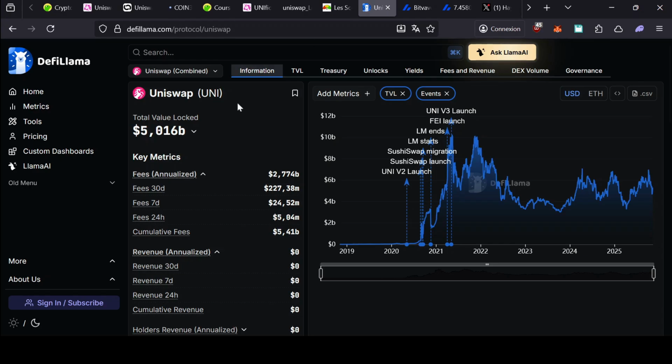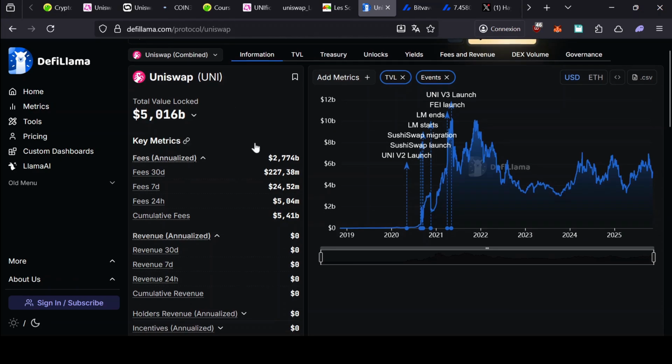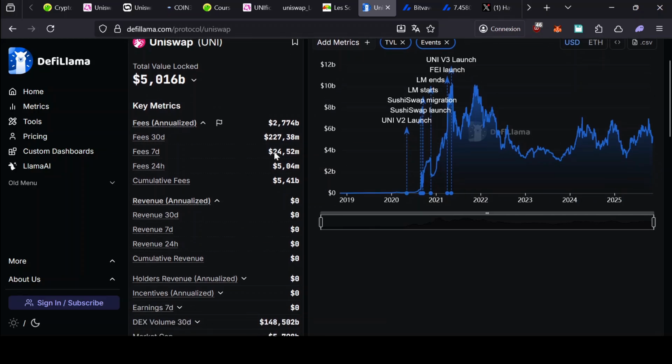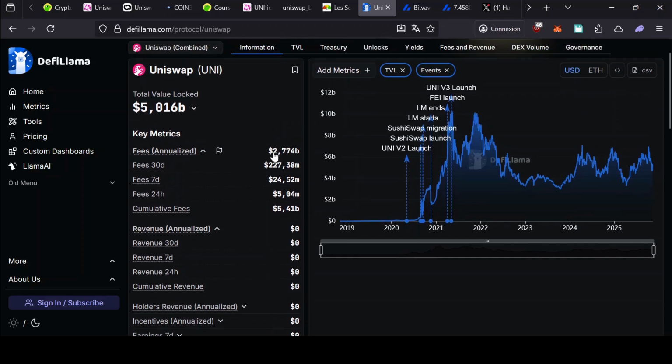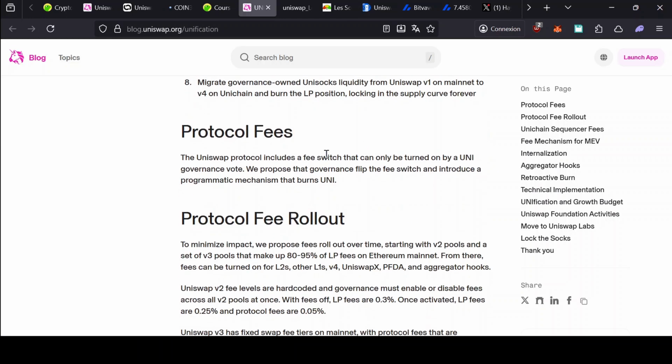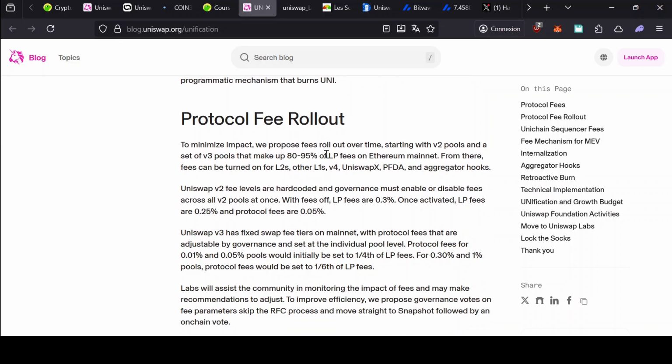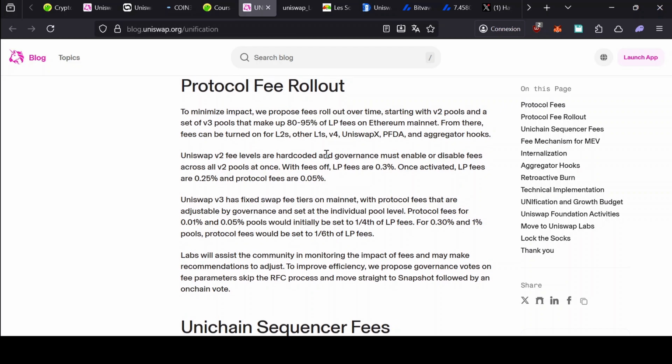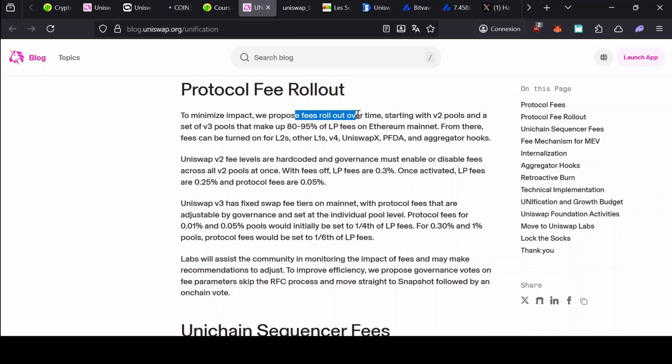If you look now at Uniswap on DeFi Llama, there's around $2.7 billion in yearly fees generated. But these fees will not all go to the token holders. Only a small part will go to the token holders. For instance, for the 0.3% fee, 0.05% will go to the Uni system for buy and burn. Those fees currently go entirely to liquidity providers, but that's going to change.